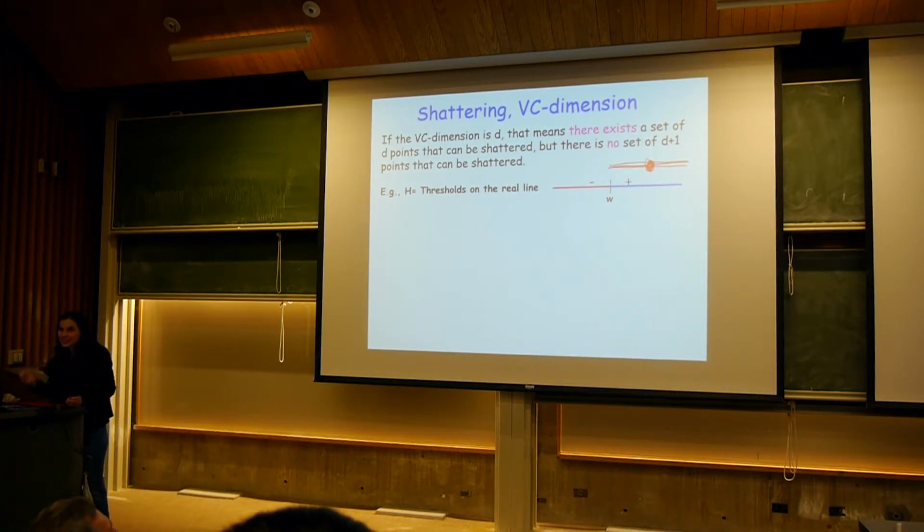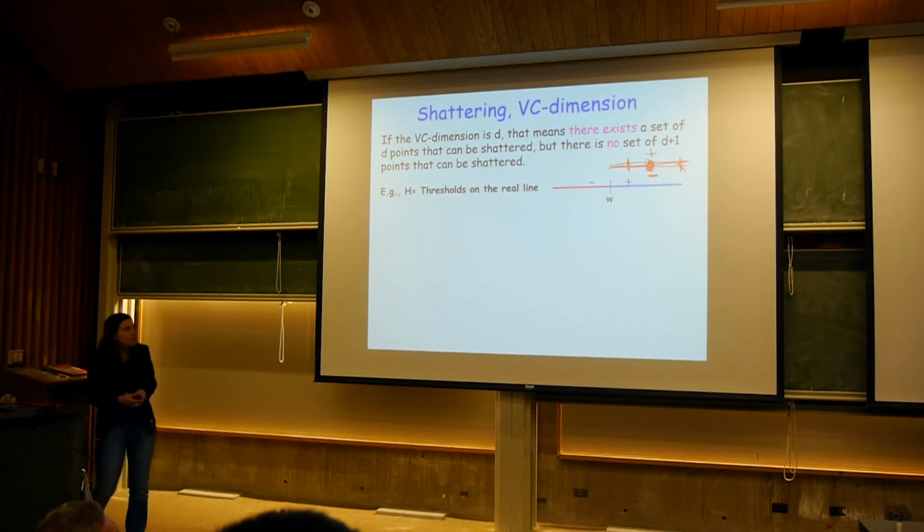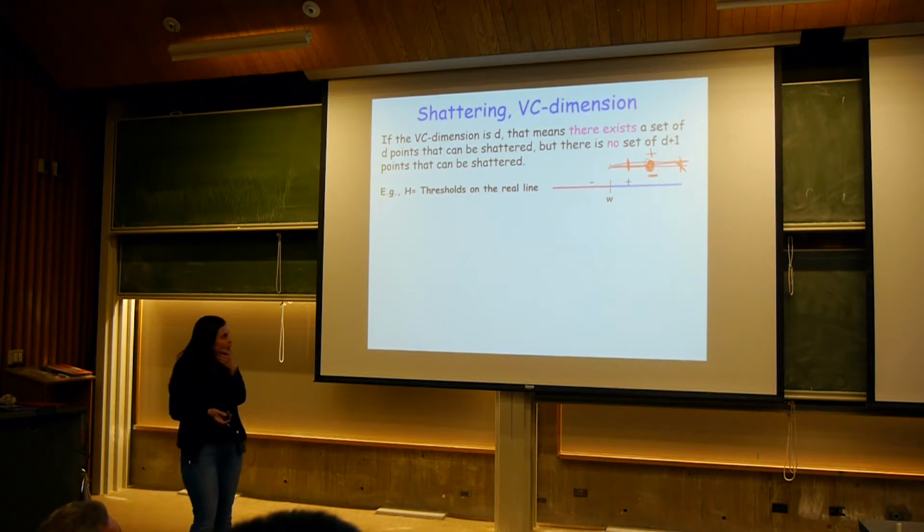Yes? How? So how do I get a labeling that is plus? Where do I put the threshold? To the left. Yeah, so if I put the threshold to the left, then I label this as plus. If I want to label it as minus, all I have to do is put the threshold to the right, so that will be labeling it as minus. Okay, good. So definitely I can shatter 1 point.